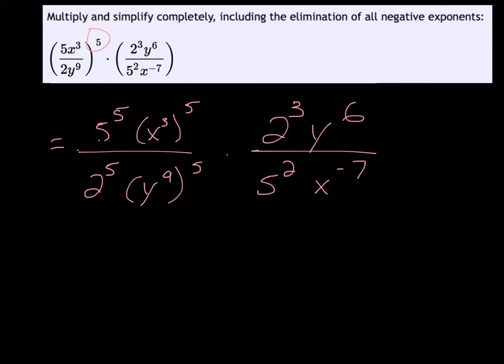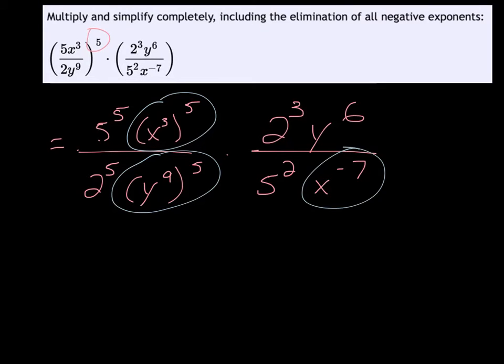Alright, and then I'm going to do some cleanup here. I'm going to clean up these two factors right here by multiplying their exponents together because of the power of a power. And then I'm going to deal with this negative exponent in this factor over here by moving this factor up into the numerator.